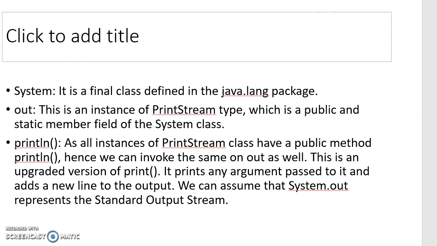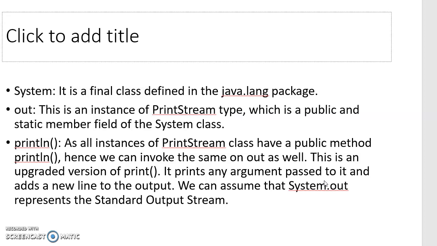this package. Out is an instance of print stream type, which is a public and static member field of the System class. Based on that, we can refer to it as a standard output stream, whereby we can display certain arguments that are put in quotes to the display unit. And println will be another function that will be used to display the text. This is an upgraded version of print. It prints any arguments passed to it and adds a new line to the output.